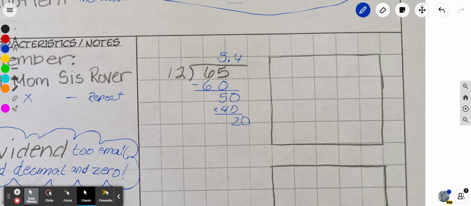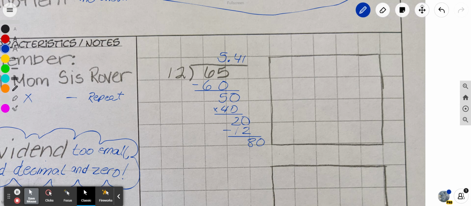12 goes into 20. Well, 12 times 2 is 24, so it can only go in one time. So I put a 1 on the line, and then I write 12 because I multiplied 1 times 12 is 12, and then I subtract. Now I get an 8. 12 cannot go into 8, so again I have to add a 0. I don't add a decimal. Once I add the first decimal, I'm done adding the decimals.